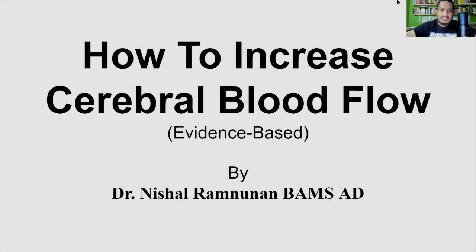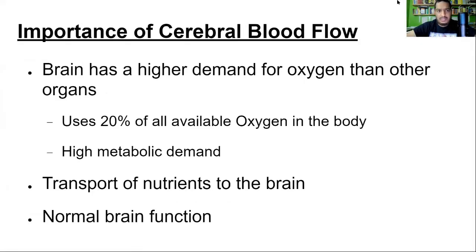How to increase cerebral blood flow. Firstly, what is the importance of cerebral blood flow? Now, the brain has a much higher demand for oxygen than any other part of the body. And it uses 20% of all available oxygen in the body due to the fact that it has a very high metabolic demand. Now, when blood goes to any part of the body, it carries nutrients.